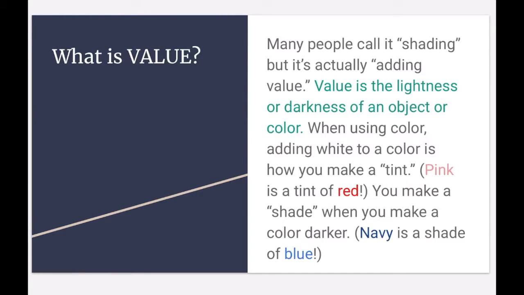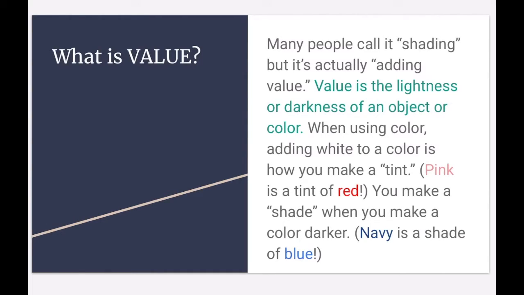Okay, so today we're talking about light and shadow, and we're going to go over a few keywords here. One of them is value. A lot of people will call this shading, but it's actually called value, and value is the lightness or darkness of an object or color.